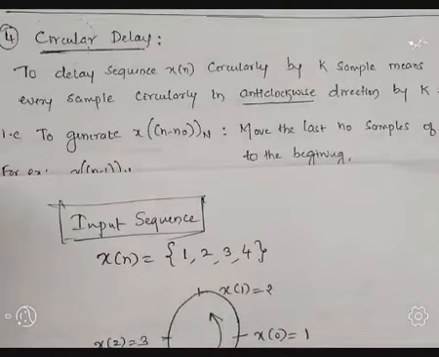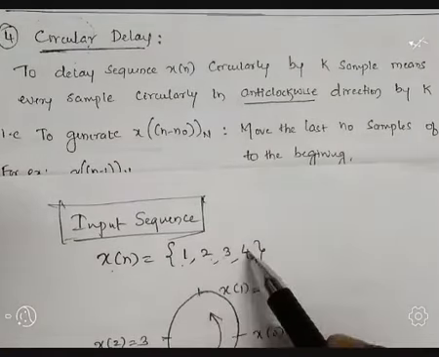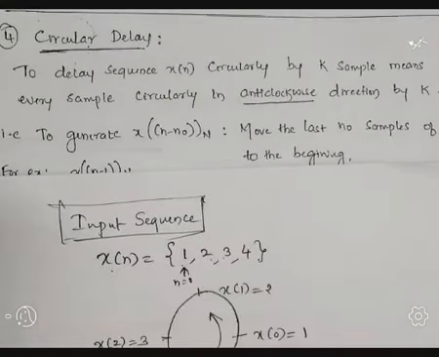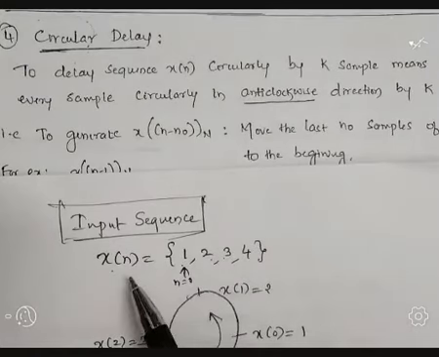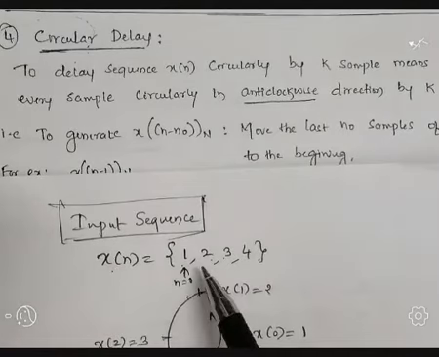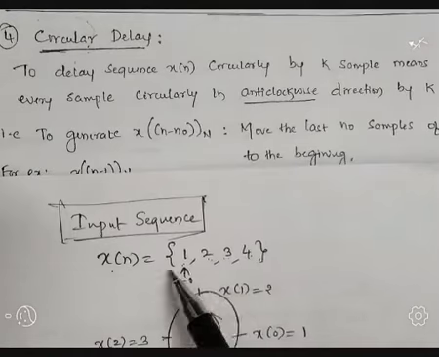circularly. So let us take one input sequence x of n equal to 1, 2, 3, 4. Here 1 acts as the zero sample. The upward arrow mark indicates that this is the zero sample. So here I assumed one discrete time input sequence x of n. It has four samples, 1, 2, 3, 4, where 1 is the zero sample.